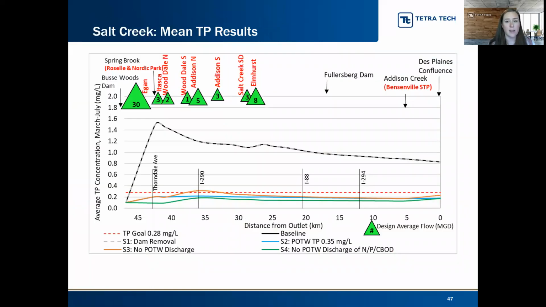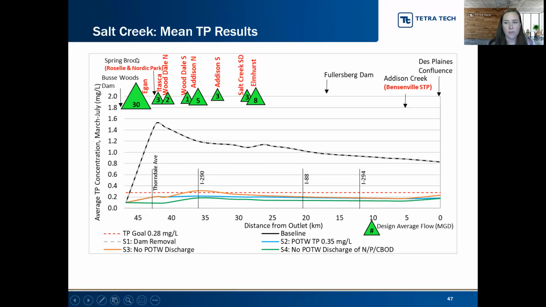Okay, Salt Creek. This is going to be very similar to what we saw in the West Branch with the dam removal. So even though Fullersburg Dam is removed in between the black and the gray here, there is no change in total phosphorus, that's fine, expected. But our scenario of the massive decrease in total phosphorus does result in meeting that in-stream target to be protective of aquatic life species as predicted by the IPS.